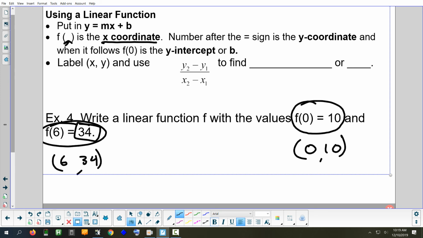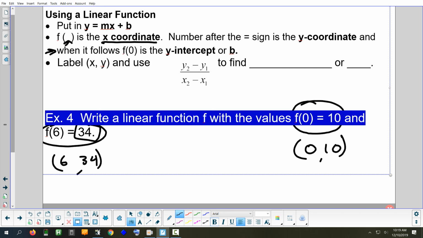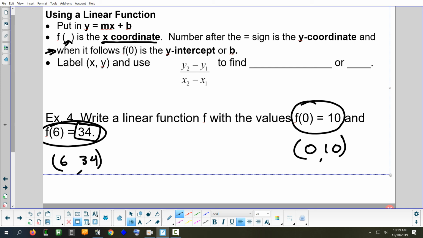Now, this part that I just pointed to, you guys have already done this a few times. When you have a 0, the number after is the y-intercept. 0, 10. 10 is my y-intercept. So if the number after the equal sign has a 0 in front of it, that's like having a 0 right there as a coordinate. That means it's your y-intercept. Okay? I think the easiest way to think about it is just take what they give you, change it to a coordinate, and then do it just like we did the last problem.